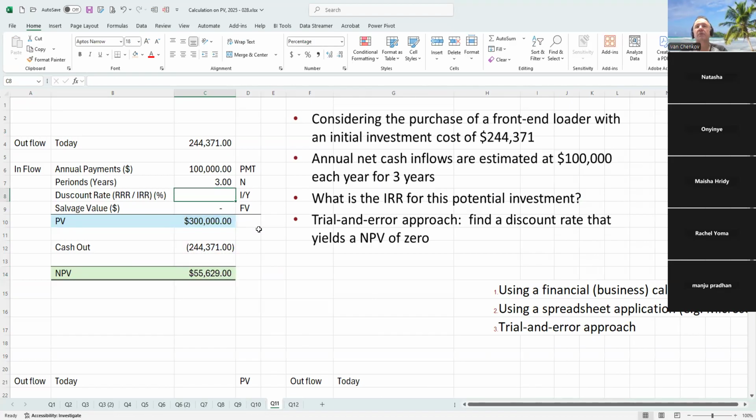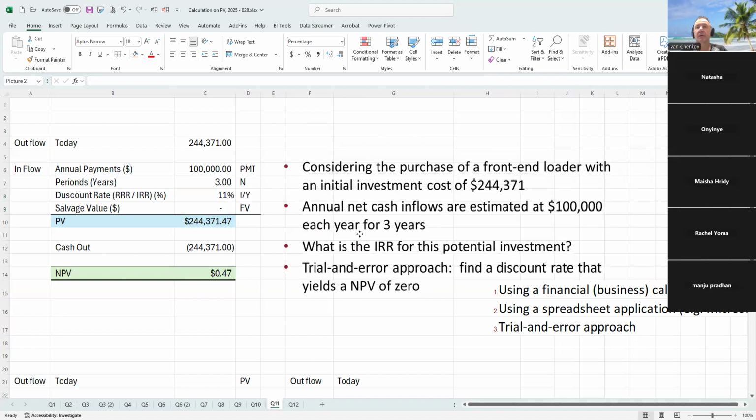Again, we can start with plugging in the percentage, trial and error approach. Let's go with 5%. Too much. Too low, 6%. Too low, 7%. Too low, 8%. Too low, 9%. Too low, 11%. Somewhere around 11%. That will be the first approach.